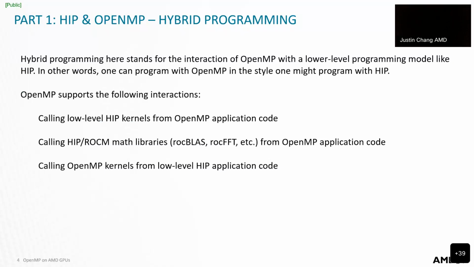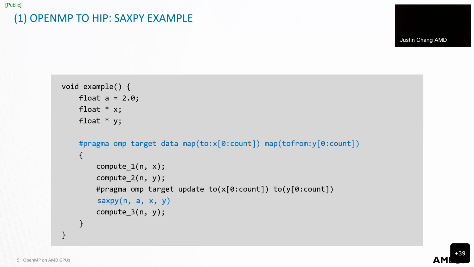So you could either call low-level HIP kernels from the OpenMP application code. You could also call the HIP/ROCm math libraries like rocBLAS, rocFFT, etc. from within OpenMP application code. You could also call OpenMP kernels from within low-level HIP application code. And I'm going to go over all three examples very shortly. Okay, so let's go over the first example.